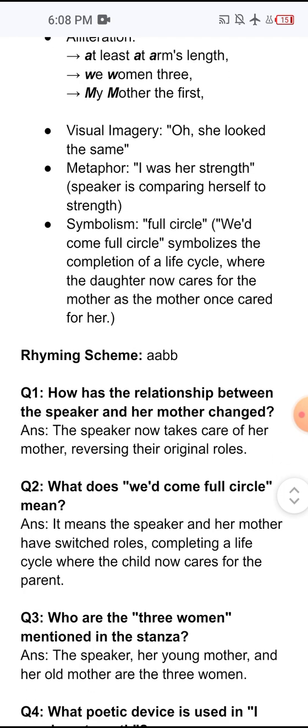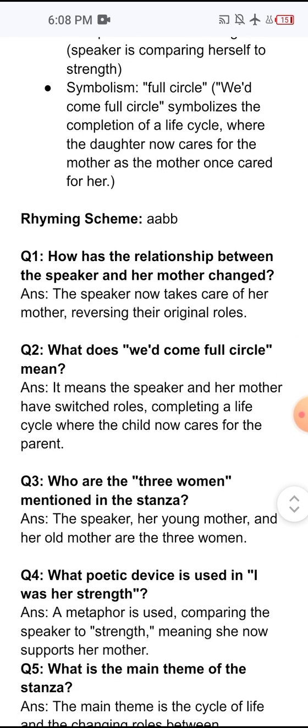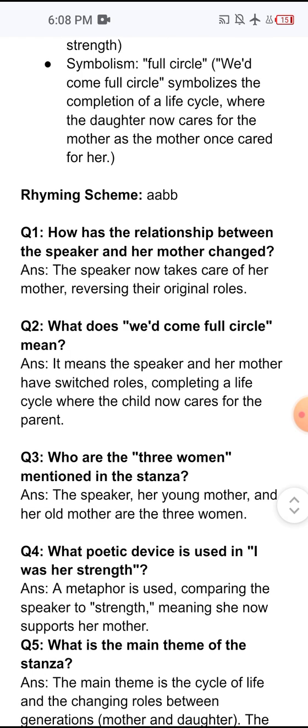Rhyming scheme is AABB. How has the relationship between the speaker and her mother changed? The speaker now takes care of her mother, reversing their original roles.